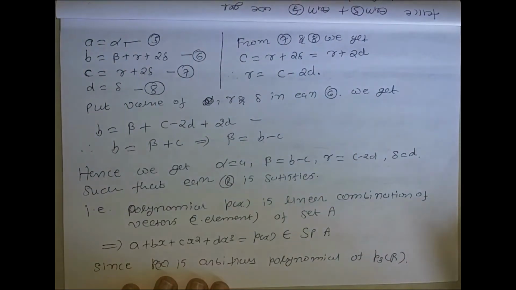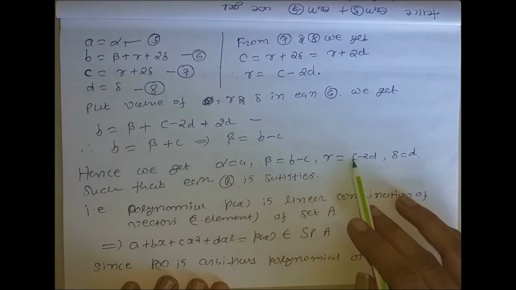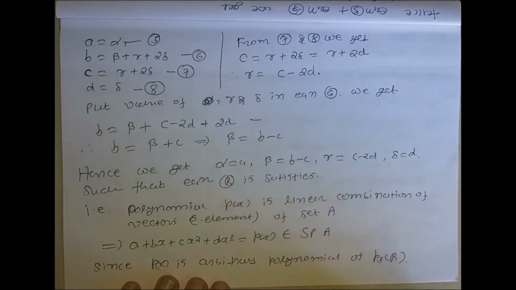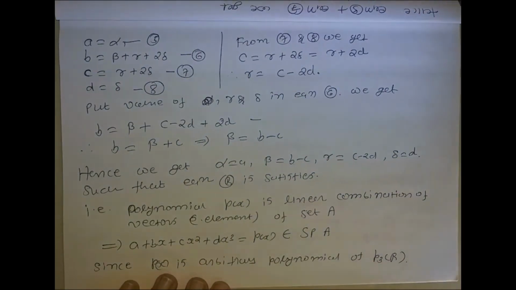So we get the values of alpha, beta, gamma and delta in terms of a, b, c. So we get alpha is equal to a, beta is equal to b minus c, gamma is equal to c minus 2d, delta is equal to d, such that equation B is satisfied. This is our main equation.